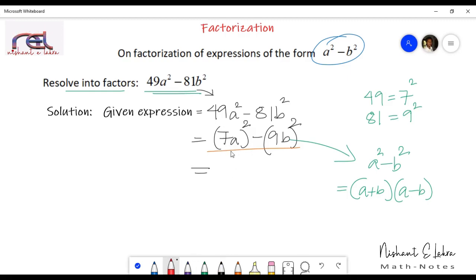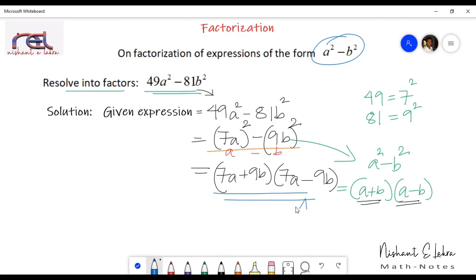Like I said, 7a represents a and 9b represents b. I'm writing here just for explanation. You don't have to write this reference a minus b when you're writing it in a test or exam. So after we have expanded a square minus b square, we get the answer as 7a plus 9b in brackets into 7a minus 9b in brackets. So this is the answer.